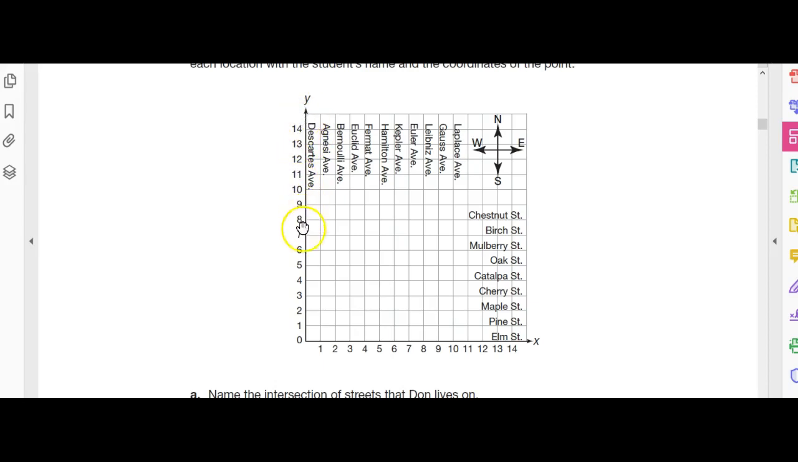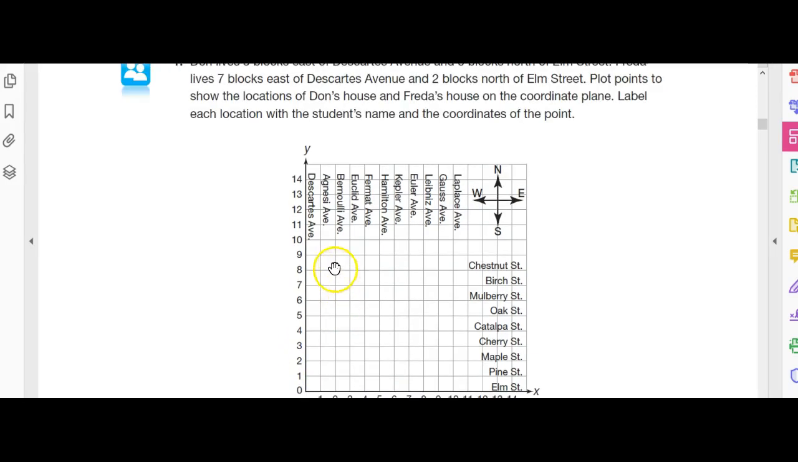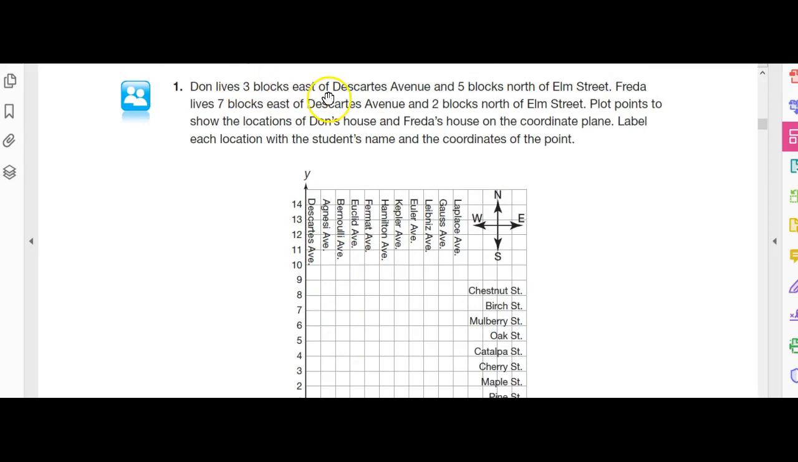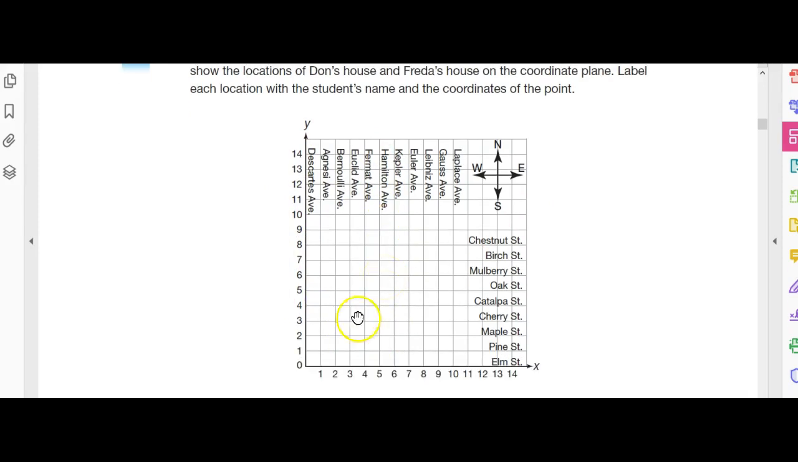And this is Descartes Avenue, which, by the way, looks like a funny French name, but that's the guy who made up this coordinate system, the coordinate plane. That was the name of that mathematician, René Descartes. Anyway, so he lives how many blocks over? He lives 3 blocks east. East is this direction from Descartes. So 3 blocks east, 5 blocks north, right? So Don would be 3 blocks east, 5 blocks north. That's where Don is, right?